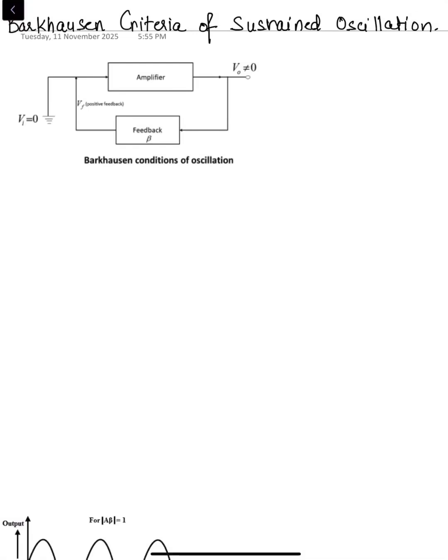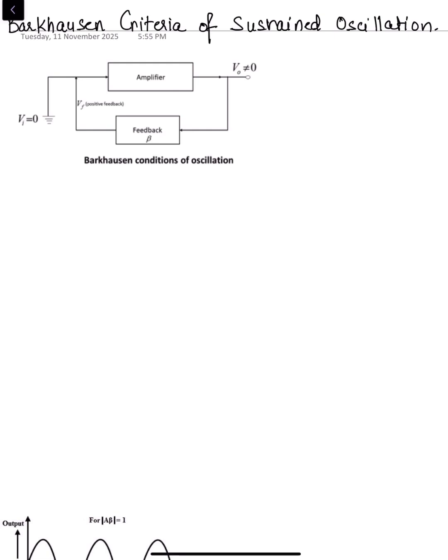Dear learners, in this video, we are going to study the Barkhausen criteria for sustained oscillation. We know that we can use a transistor as an amplifier as well as an oscillator. The required thing is that we need a feedback circuit for both as an amplifier as well as an oscillator. But the type of feedback is different in both. In an amplifier, we use negative feedback, and in the oscillator we use positive feedback.